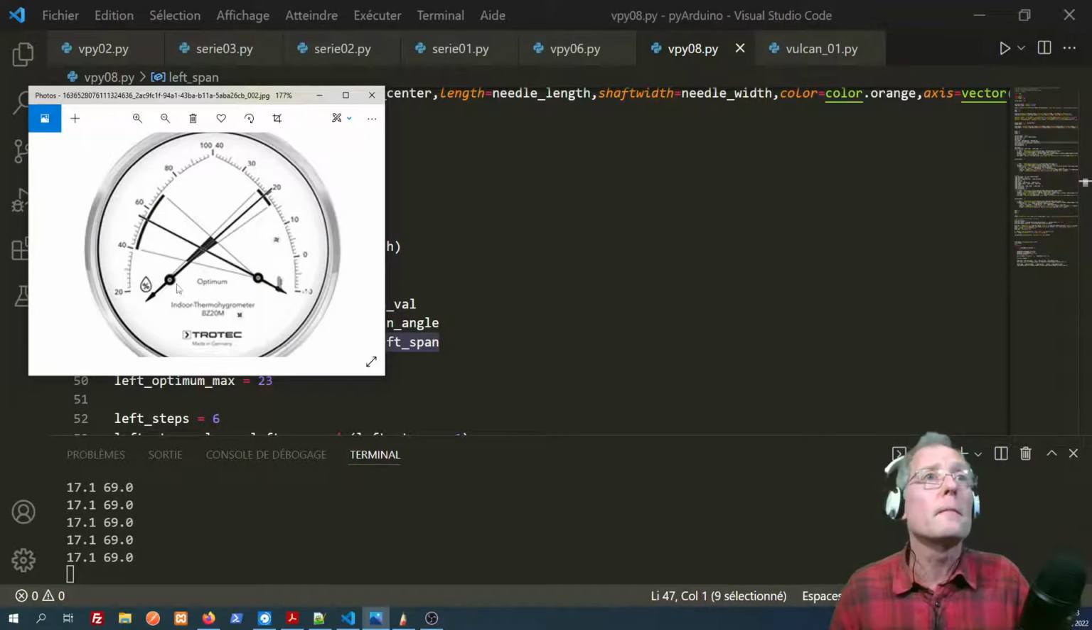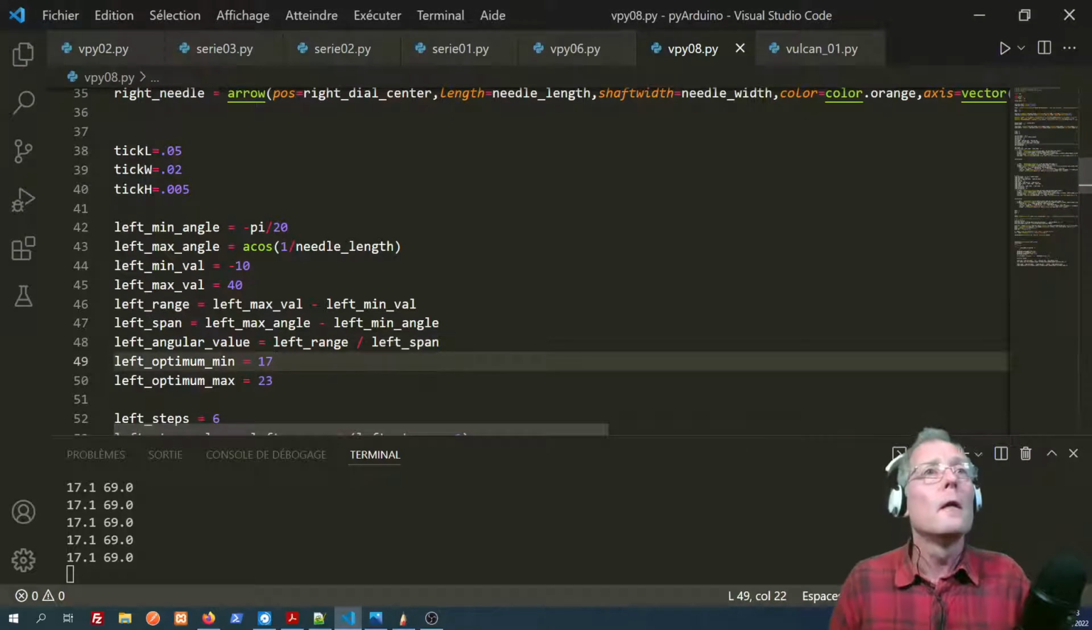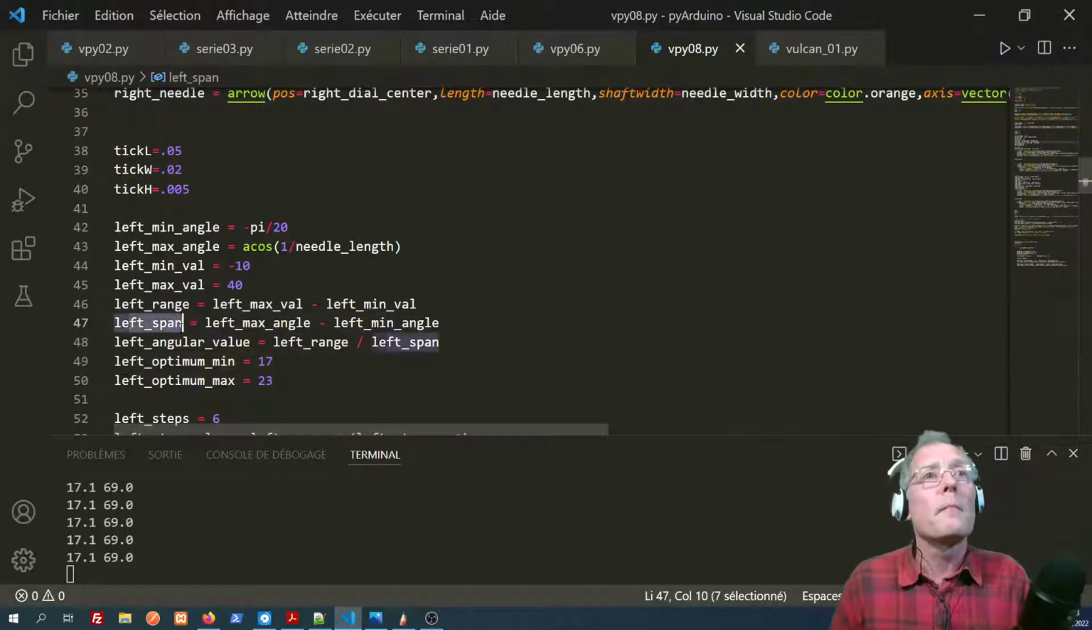Once again here, if we see the left dial, the angular capacity, well, I call it the span, will go from here till here. And as we said before, it's not half pi, because we start before 0 and we stop before half pi. So this angular span here is the left max angle minus left min angle.